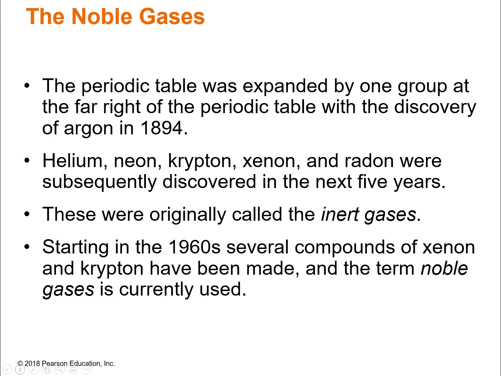The periodic table was expanded by one group to the far right when argon was discovered. So the periodic table was rearranged a little bit. We added in the noble gases. So helium, neon, krypton, that's group 8A. Those are all the noble gases. They were originally called inert gases. But since then, we've been able to make compounds with some of them, so we call them noble gases. It's not easy, but some of them will do some chemistry.